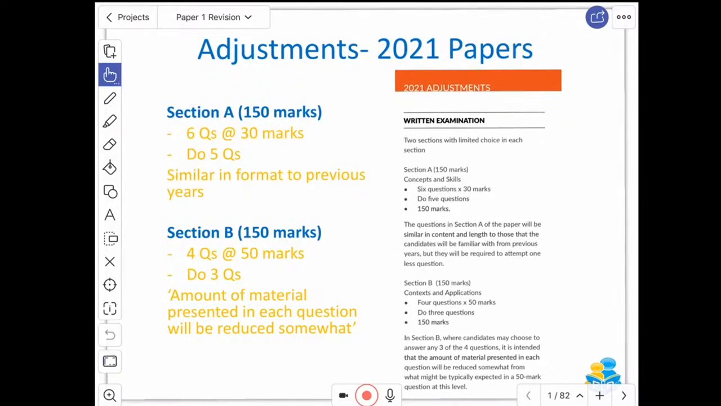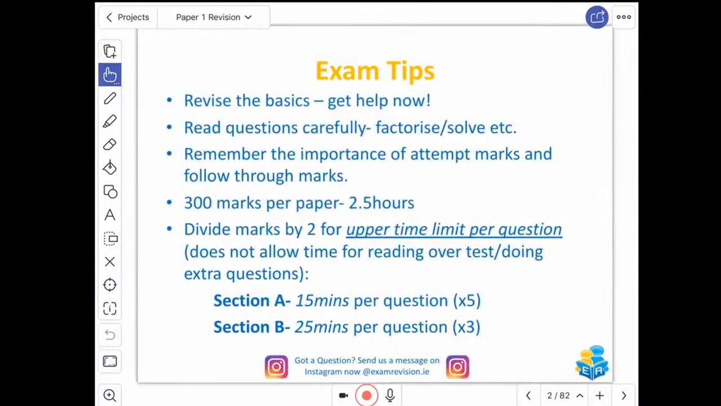We just don't know yet, but that is our current understanding of what our 2021 paper is going to look like. It's still worth the same amount of marks, obviously, 300 marks for paper 1 and 300 marks for paper 2. So moving on, what we're going to look at next is just some exam tips that may help you as you're going through. And again, with everything, a lot of these tips I'm sure you've heard before.